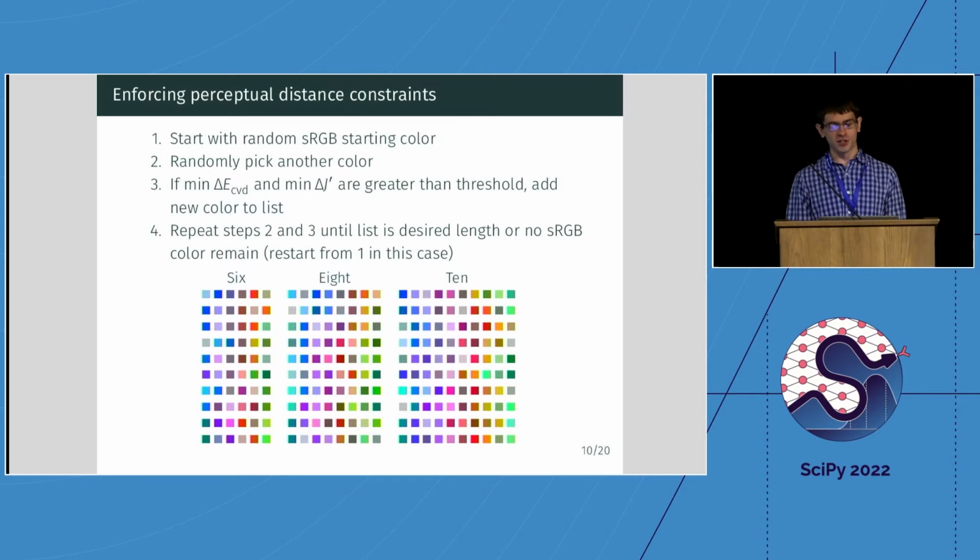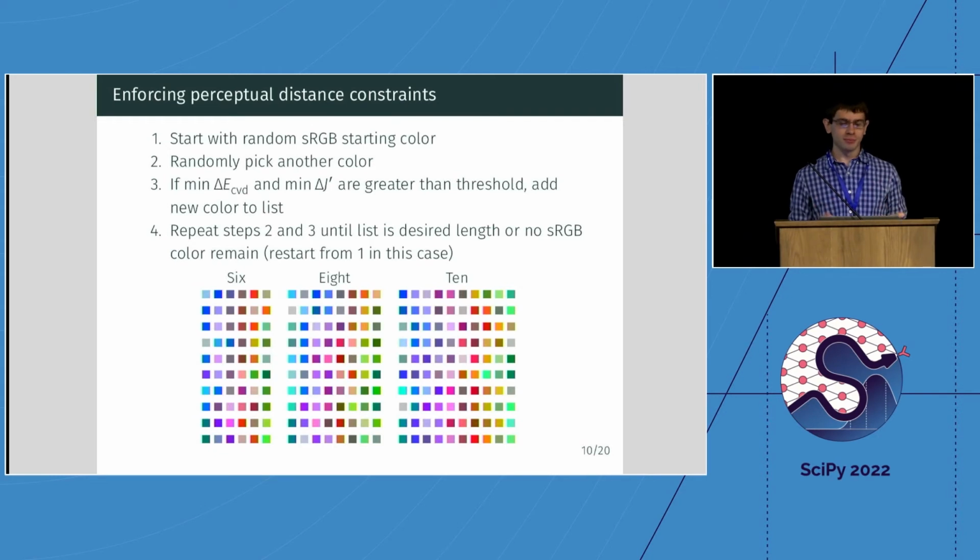So at the bottom here, this shows some random examples from this process for 6, 8, and 10 color long color sets. These will have larger constraints, so higher thresholds for the lower counts, like 6 colors, for example, since we can enforce larger constraints without restricting our color space or accessible colors too much.